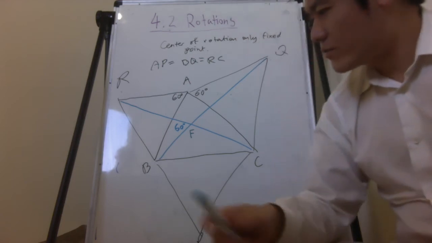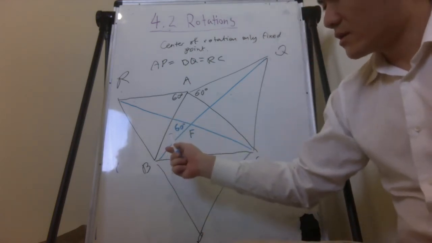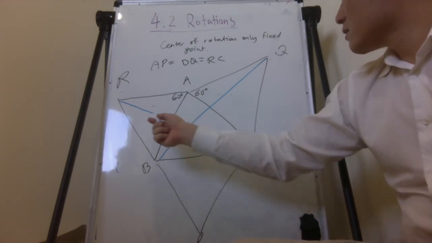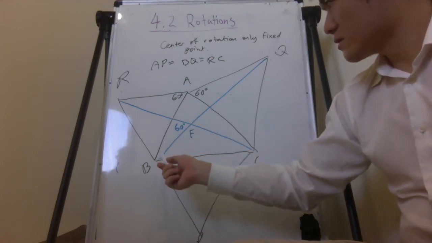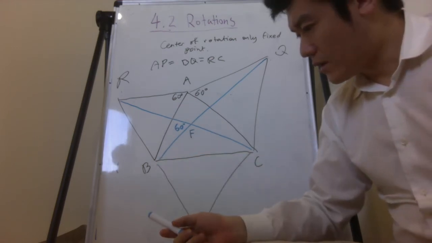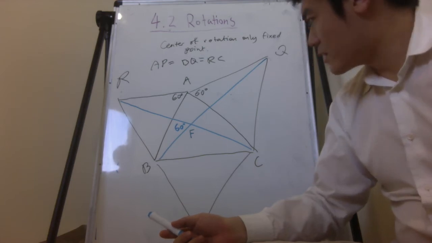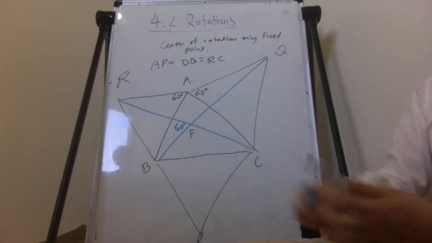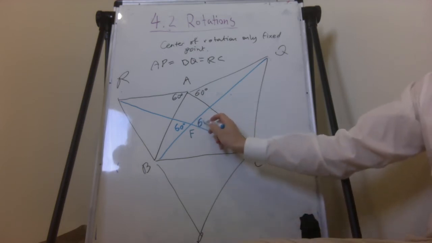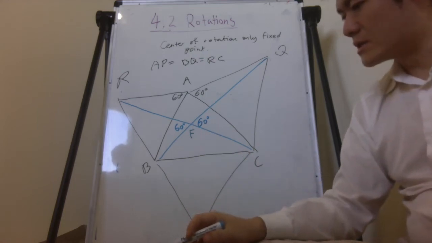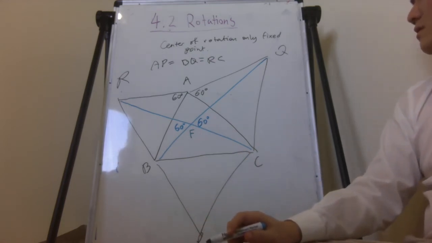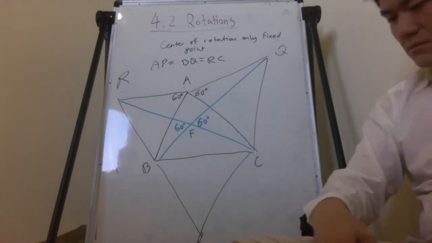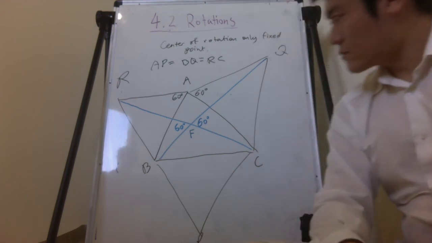Okay, moreover, since RFB equals angle 60, RAB equals angle 60. And CFQ equals angle 60, and CAQ equals angle 60. CFQ, that's just vertically opposite. And CAQ is angle 60.